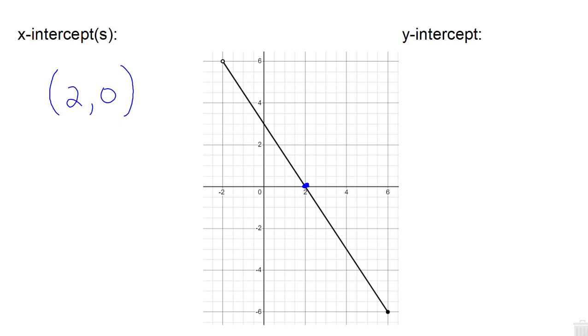For our y-intercept, we look for where it crosses our y-axis. Right here, well, that's halfway between 2 and 4. So that must be 3. So our y-intercept will be an x value of 0 with a y coordinate of 3.